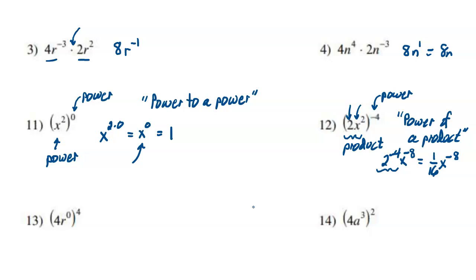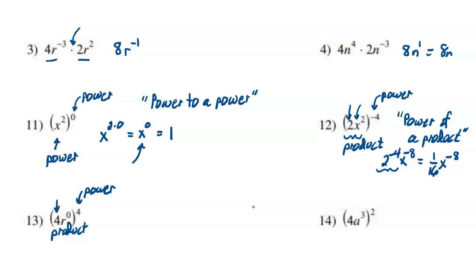Now question 13. Which structure is it? Is it the very first thing where you're multiplying monomials? No, it's not. Is it the power raised to a power? Nope. It is a product being raised to a power. So think about how you perform simplifying with this structure. You raise each factor in the product to the power.